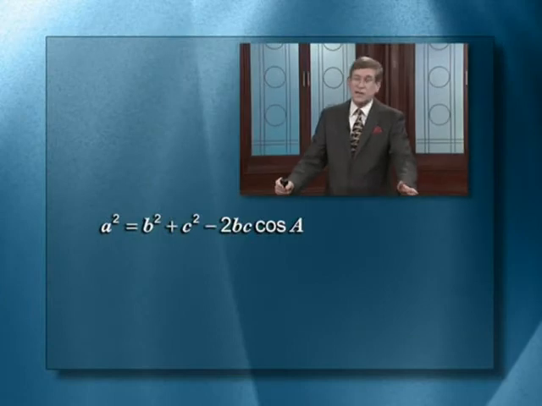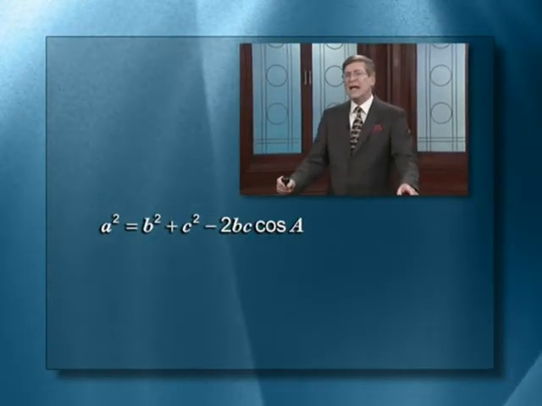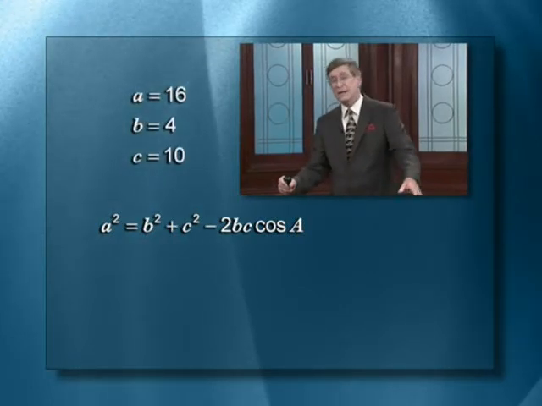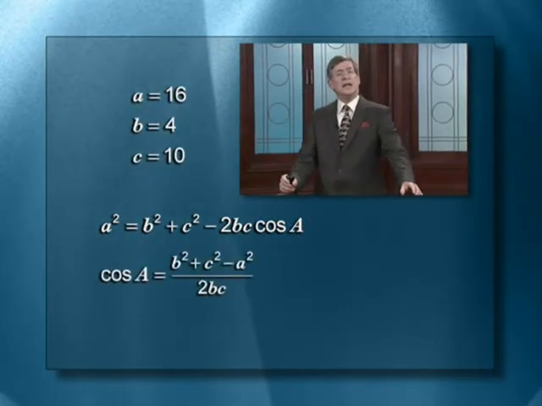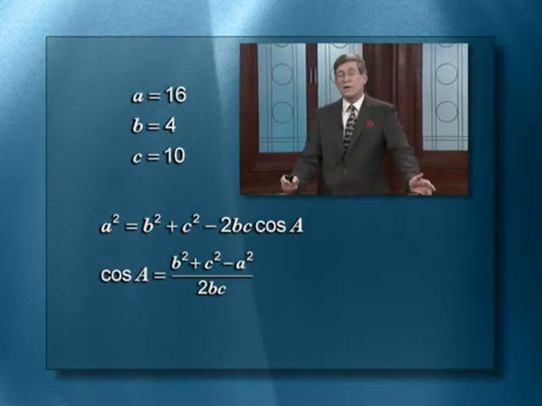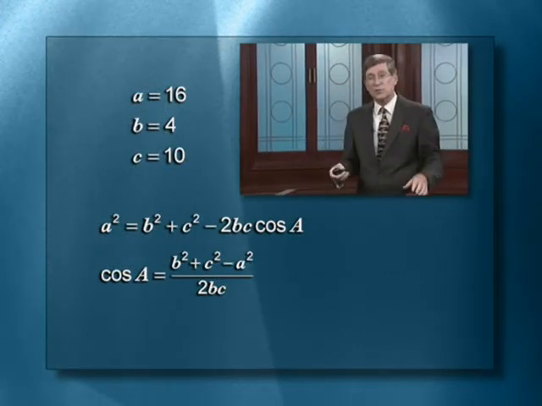We're given 3 sides. 16, 4, and 10. 3 sides. Here we go. Well, a squared equals b squared plus c squared minus 2bc cosine A. And why don't I label a 16, b 4, and c 10? Let's plug them in. Cosine A equals b squared plus c squared minus a squared divided by 2bc. That's that alternate form of the law of cosines.